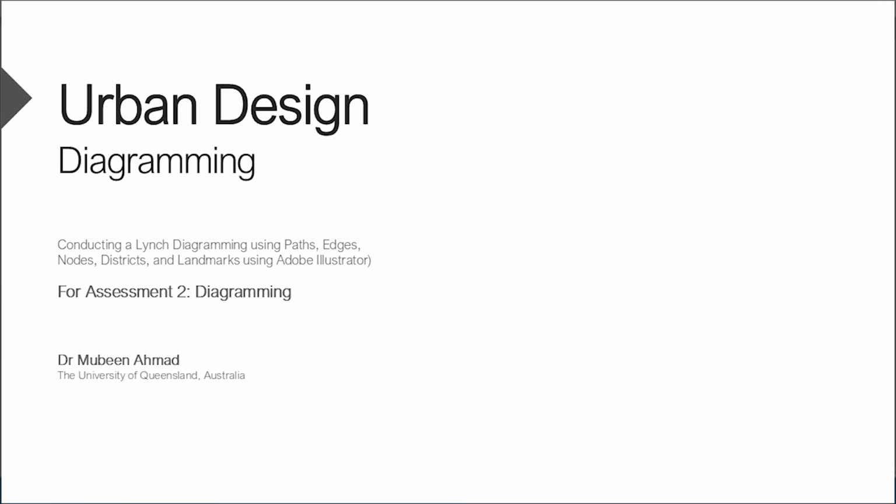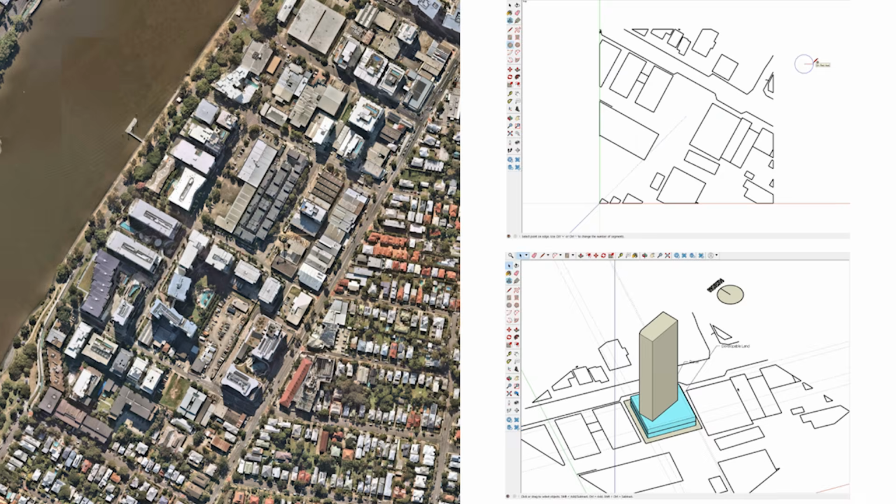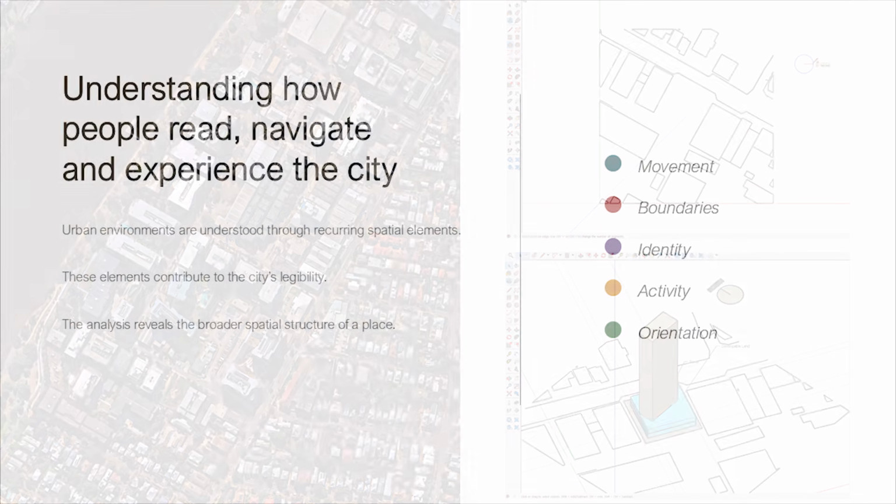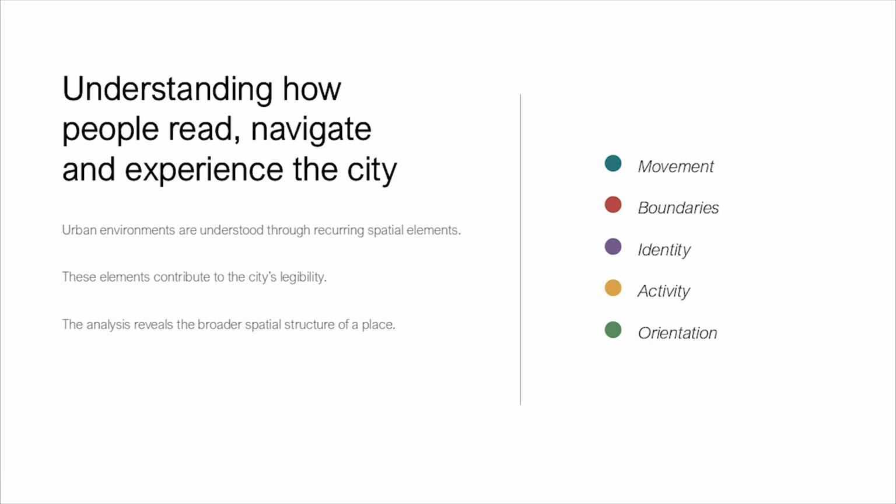So in this video, I'm going to show you the process for developing the Kevin Lynch analysis, and we will use Adobe Illustrator for this. We will use our West End study area as the prime example. So it is important to understand what we are actually trying to analyze.